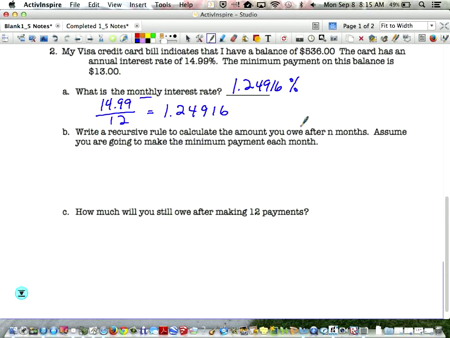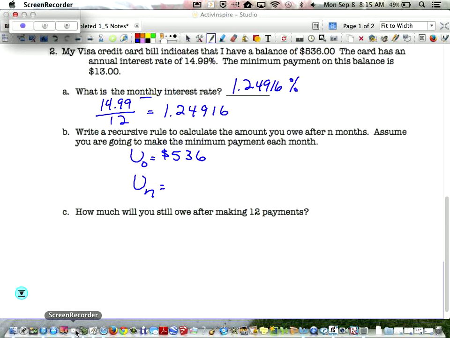So, write a recursive rule to calculate the amount you owe after n months. Assume you're going to make the minimum payment. So we're gonna write a shifted geometric because we're gonna make a payment. So where's our starting value? The $536. I'm gonna pause it. You write out your shifted geometric, and then we'll see what you get.